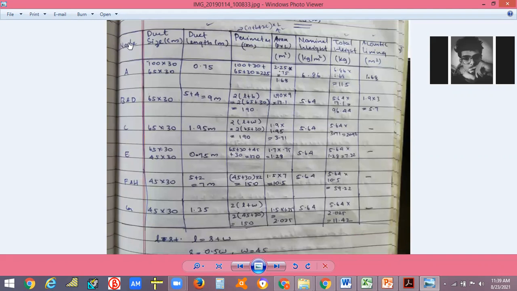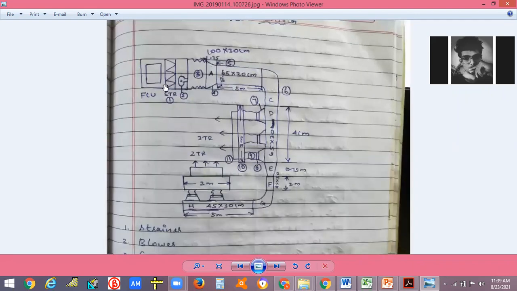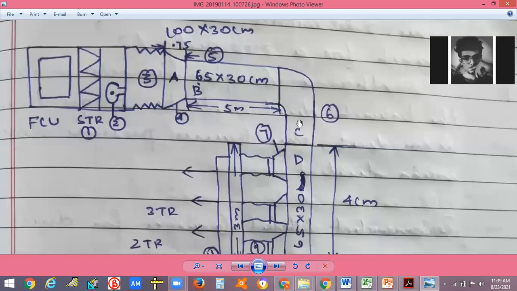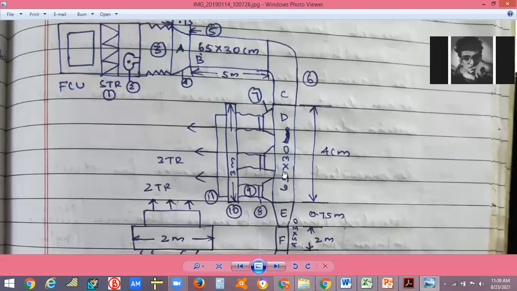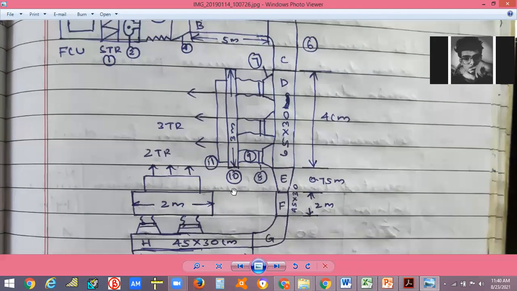So here are the nodes A, B, C, D, E, F, G and H. You can see here, this is the node A, that reducer. B, straight duct. C, elbow. D, again straight duct. E, elbow, reducer. F, straight duct. G, elbow. H, straight duct. All these things are given there.